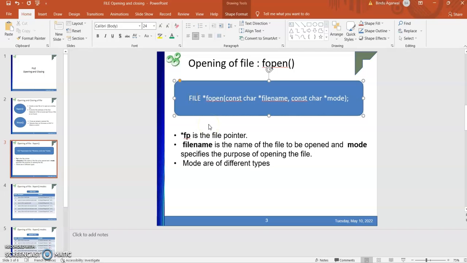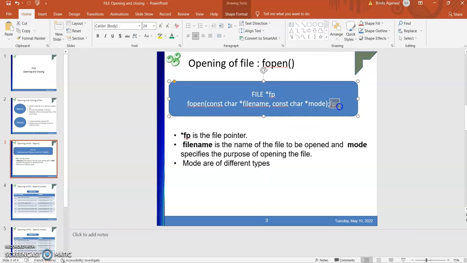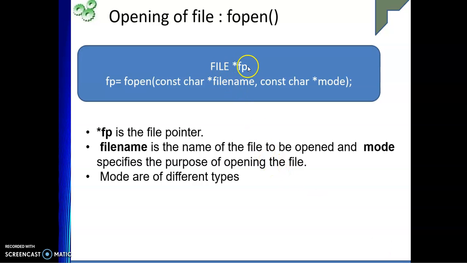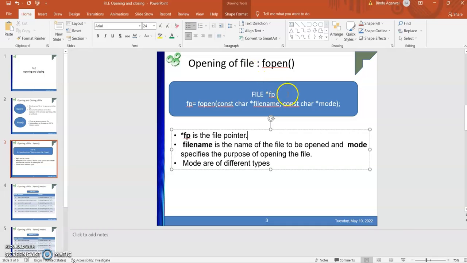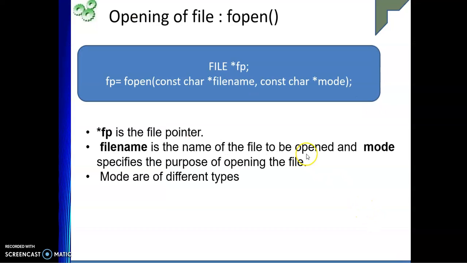I will write FILE star fp, and here I will write fp equal to fopen. We already saw that we declare a file pointer, so the semicolon will be there.